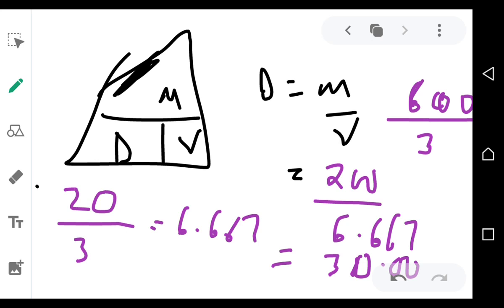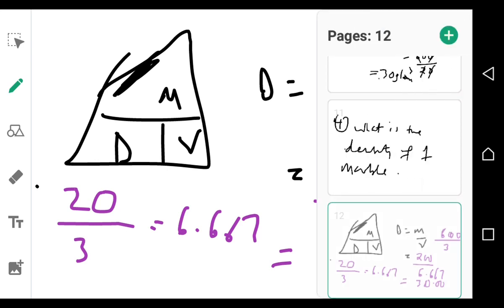Why am I dividing by 3? This mass is for 3 of them, so for you to find one of them, you have to divide by 3, because there were 3 marbles. So to find one, you divide 600 by 3. And this volume was for 3 of them, which is why we divide 20 by 3 to find the volume of one marble, so that you find the density of one marble. Have you noticed that the density of one marble is the same as the density of 3 marbles? The density is 30 grams per cubic centimeter.